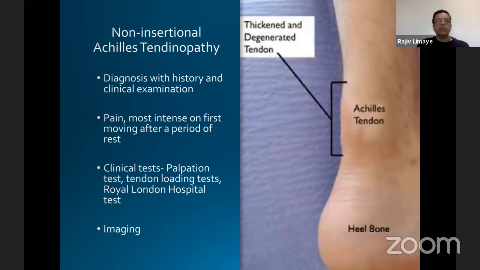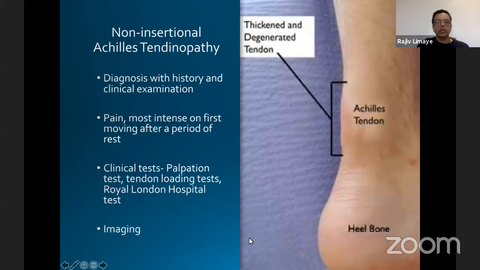Moving on to the second variety that is seen also in the exam scenario, the non-insertional Achilles tendinopathy, which, as the name suggests, is above the insertional zone of the Achilles tendon, further up. This is where the insertional or Haglund's deformity comes. This is where the non-insertional comes.